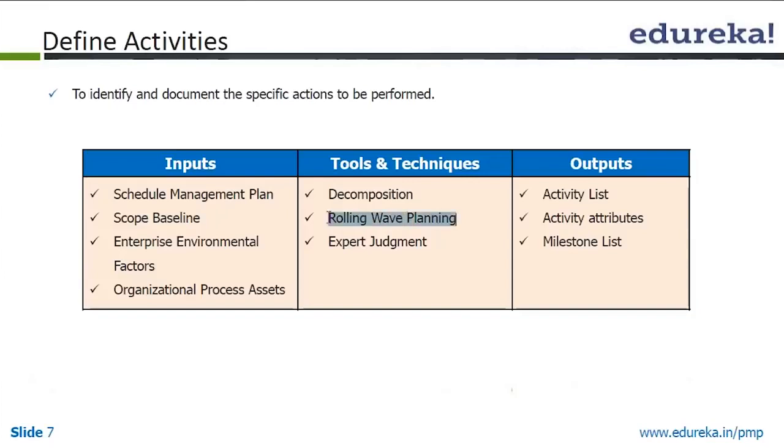Now rolling wave planning, we have seen here also: whatever information we have in detail, we will plan the detailed activities for those. The areas where we don't know what is going to be required, those activities will not be detailed out, but will be put in a summary. As and when we start knowing more, we will detail that out. And what we get is a list of activities. We also get activity attributes. We also get a milestone list, because we need to track the milestones.